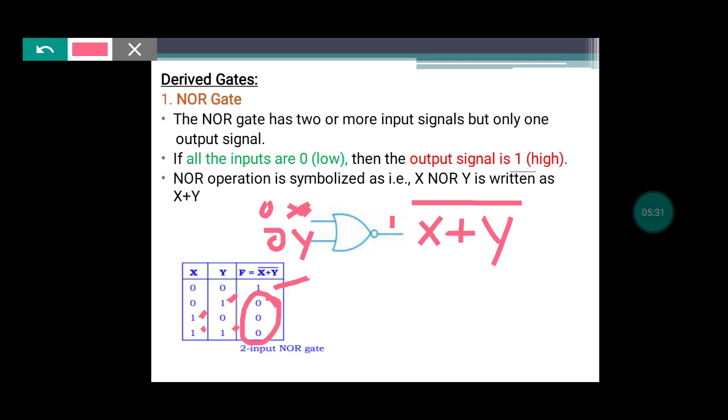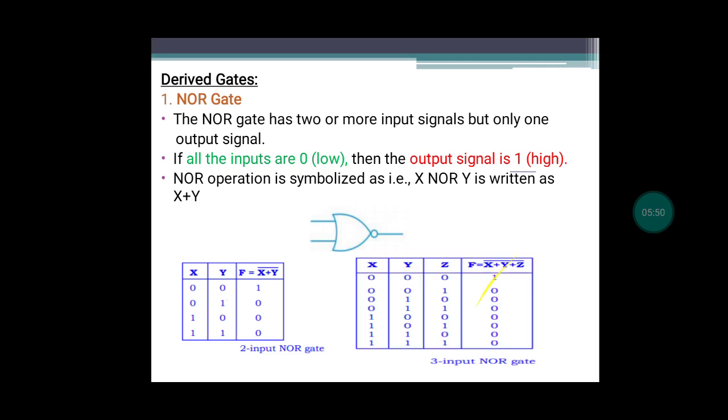This gate is going to give output as high only when both inputs are low, that is 0. Otherwise, if any one of the input signals or both input signals are high, then the output is 0, that is low. Yes, this we saw for a 2 input NOR gate.